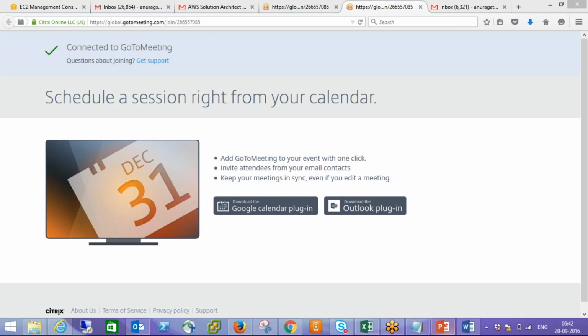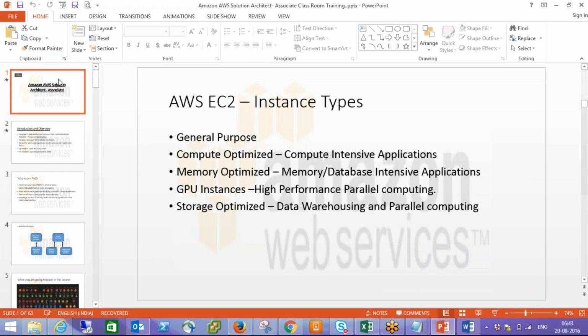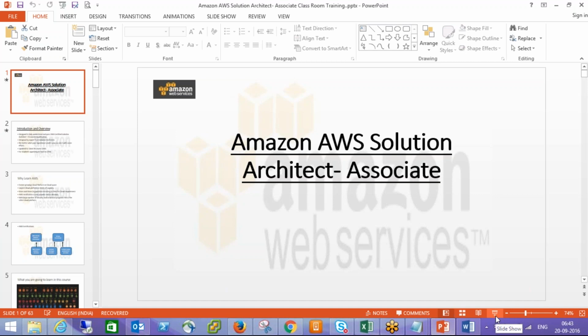So I'll be sharing my screen for today. I'll be taking you through some basic concepts that we would be looking at. I'll be taking you through the exam blueprint, as to what the expectations from AWS are for this exam. So let me share my screen first. So guys, are you able to see my screen? Yes, yes. Right.